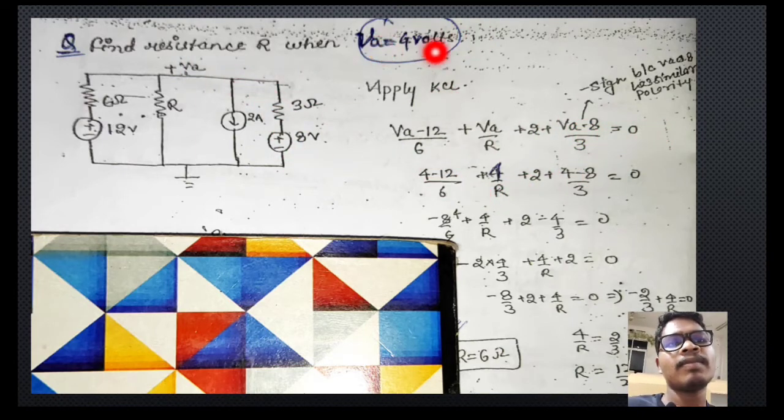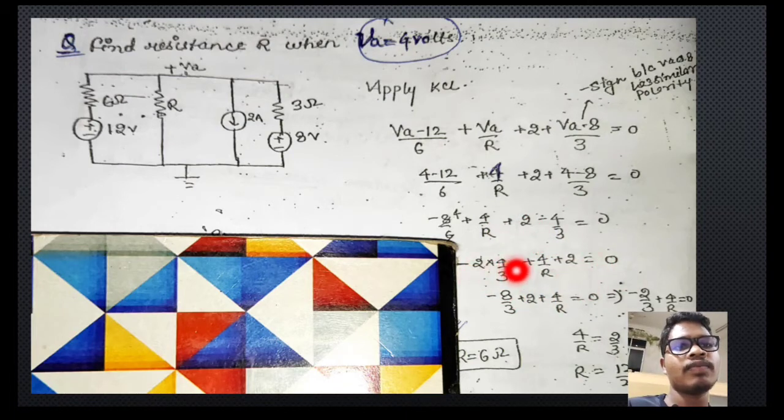So Va value is given as 4 volts. After applying the 4 volt at the Va point and equating to 0 on the right hand side, then 4 minus 12 is minus 8 divided by 6, and this is 4 divided by R, and this is 2, and this Va 4 minus 8 is minus 4 divided by 3. So this is cancelled: 2 into 3 divided by 2 into 4, 4 divided by 3, and this is minus 4 divided by 3, so that's why minus 2 into 4 divided by 3 plus 4 divided by R as it is, and 2 as it is, equal to 0.